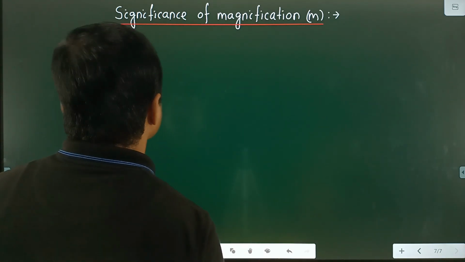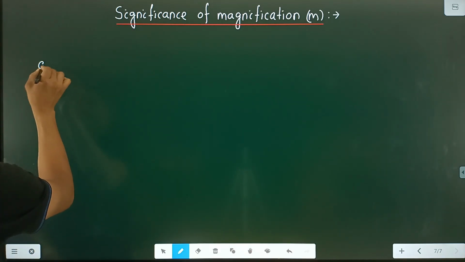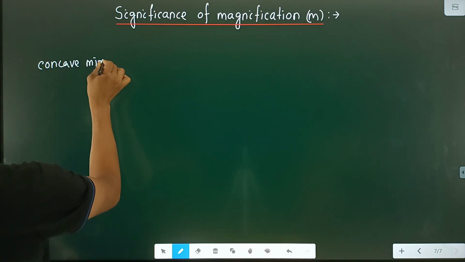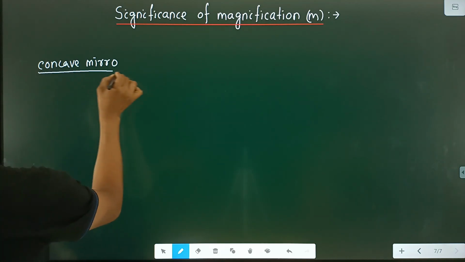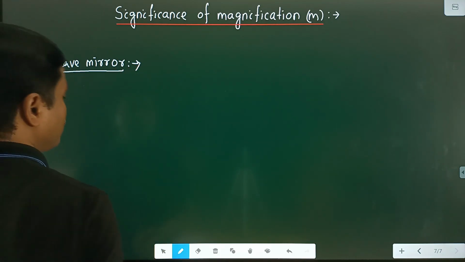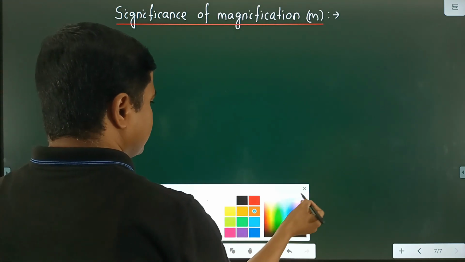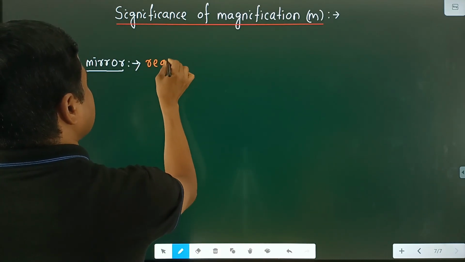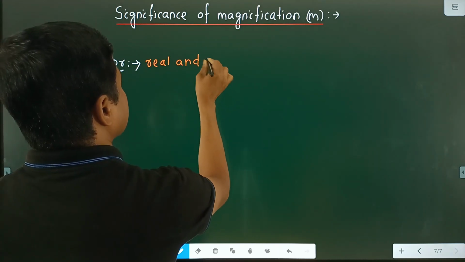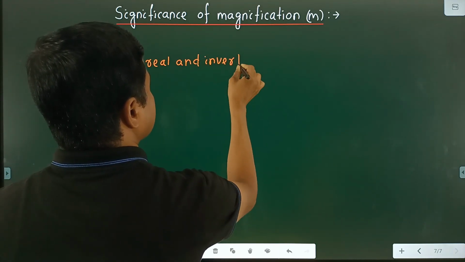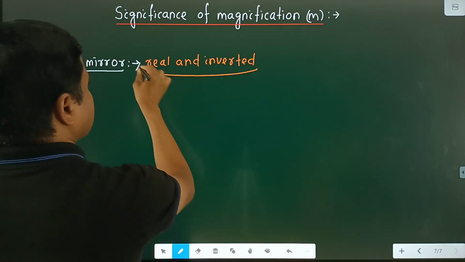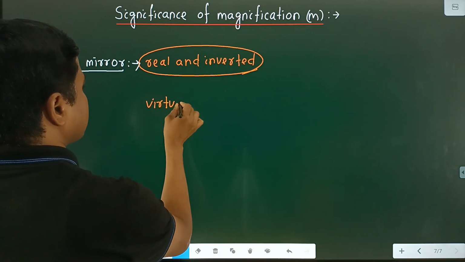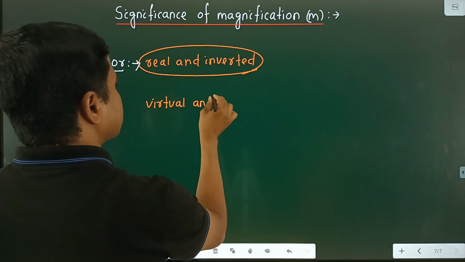Suppose in case of concave mirror, you know two types of images are there. First one, that is real and inverted, and the second one, that is your virtual and erect.